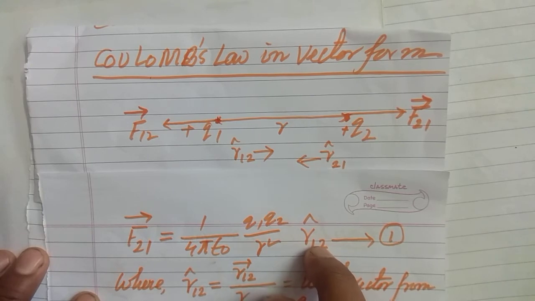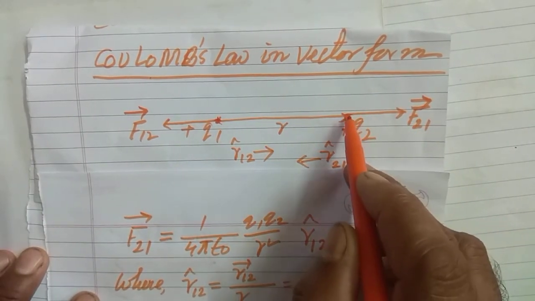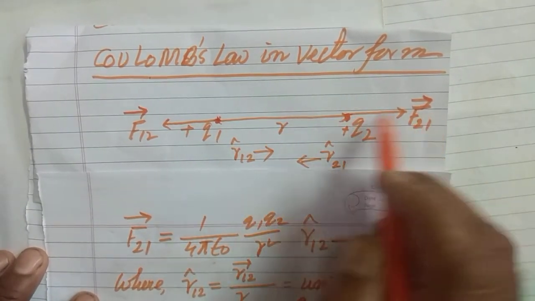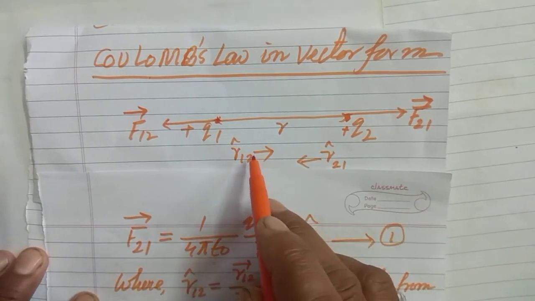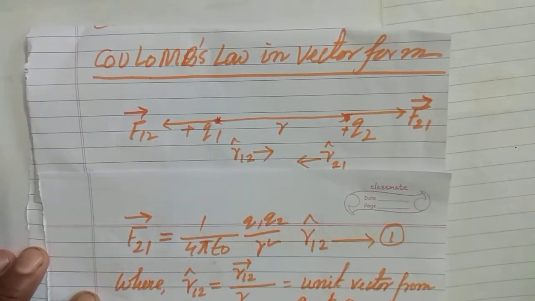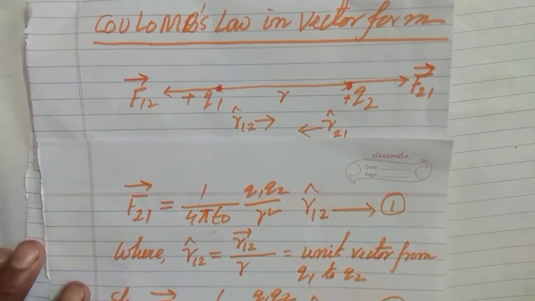Okay, why? Because see, F21 we are taking as force on Q2 due to Q1. So on this one, the force is along this direction. Along this direction, the unit vector we can take is r12 cap. Where r12 cap is nothing but r12 vector by r. This you got in class 11, isn't it? How to define a unit vector? Unit vector is nothing but the vector divided by its magnitude. So unit vector from Q1 to Q2.